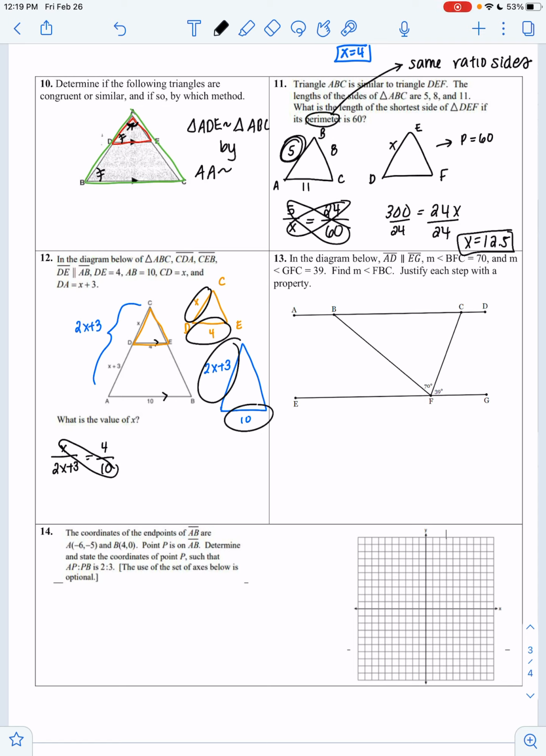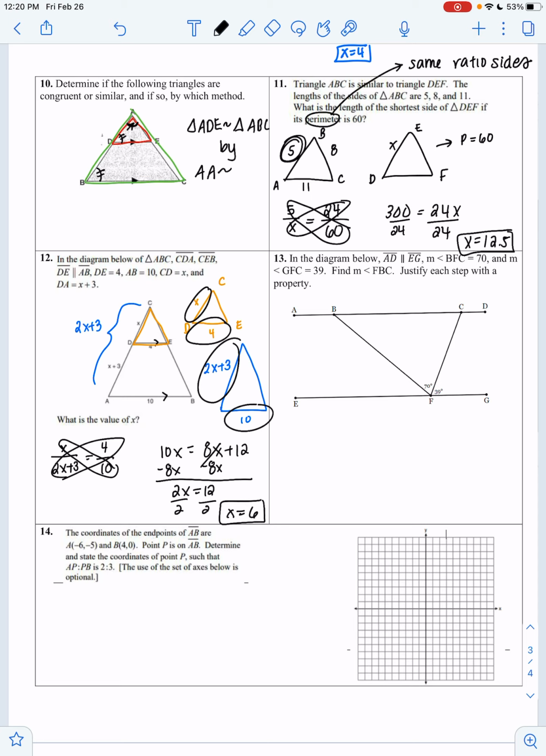And we cross multiply. 10x is equal to 8x plus 12. Should have done that over here so I have more room. Minus 8x from both sides. We get 2x is equal to 12. Divide by 2 on both sides. X is equal to 6. And that's what we're solving for.